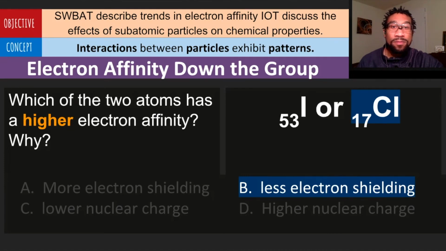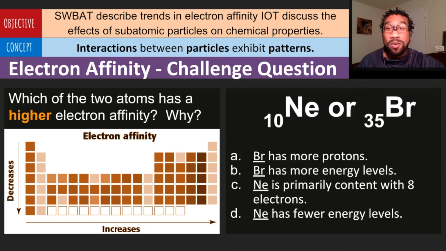All right. So in this last example, we're determining which of the two atoms has a higher electron affinity. Is it going to be neon with an atomic number of 10 or bromine with an atomic number of 35? Which one would you choose? I would end up choosing bromine. Now, hold up. Bromine, why bromine over neon?